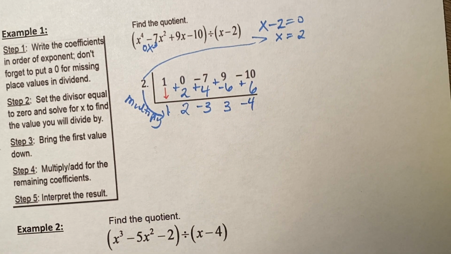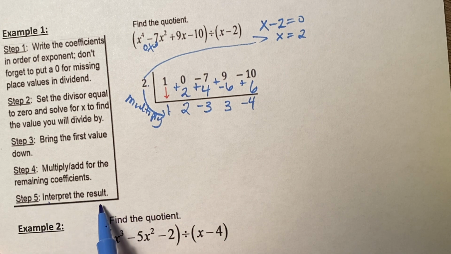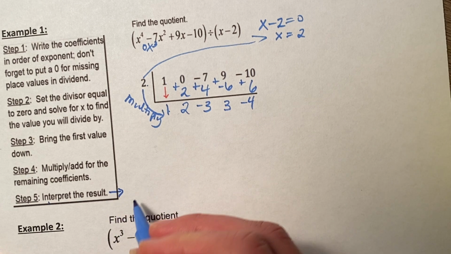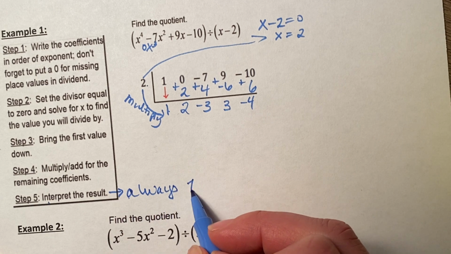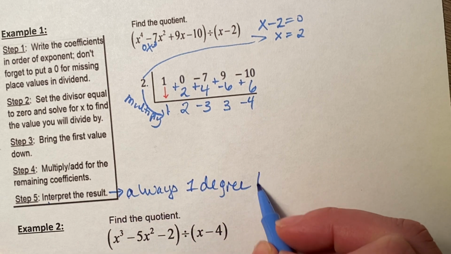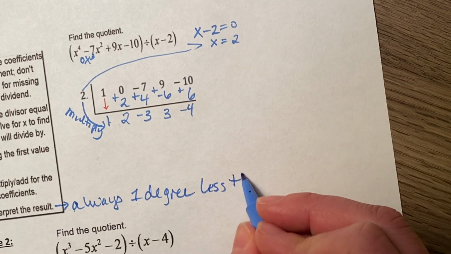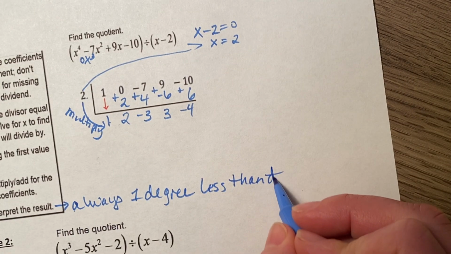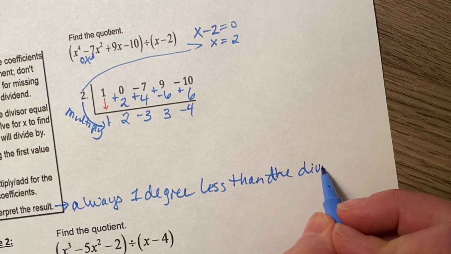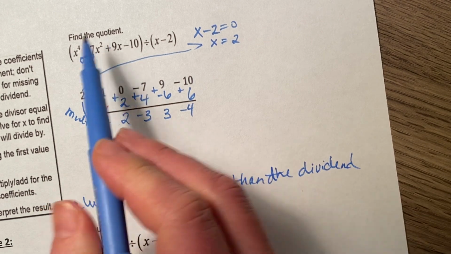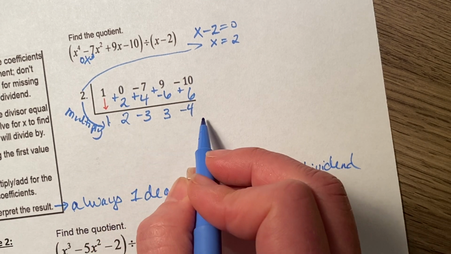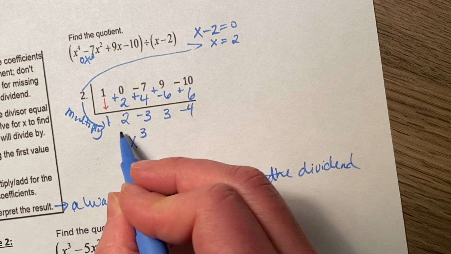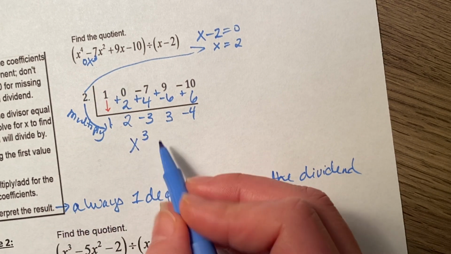Okay, and so this is going to give us what's known as a depressed polynomial. So interpreting the result, it will always be 1 degree less than the dividend. So since our dividend here started to the fourth, this one will be to the third. So these are our coefficients for our new polynomial. Again, to the fourth, so this one's to the third, one less.